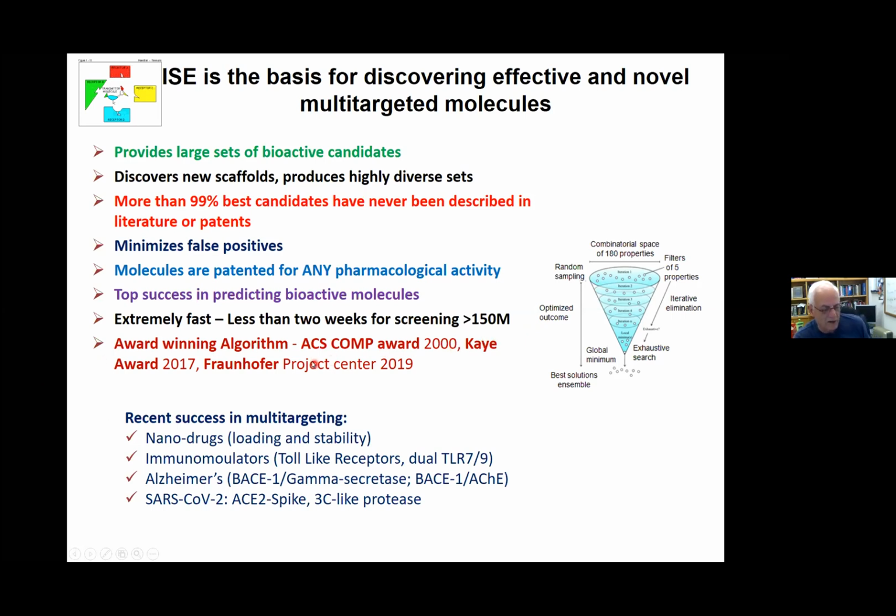It's an award-winning algorithm: the American Chemical Society Computers and Chemistry Award in 2000, the British K Award in 2017, and we became part of the Fraunhofer Project Center, the first one in Israel, in 2019. We have recent success in multi-targeting, both in nanodrugs, loading and stability of nanoparticles, and in immunomodulators, toll-like receptors. We have dual TLR7 and TLR9 candidates. In Alzheimer's, we have molecules that hit both BACE1 and gamma secretase on one hand, or BACE1 and acetylcholinesterase. In SARS, we have molecules that hit both ACE2 and spike, and some that are candidates for hitting all three: ACE2, spike, and the 3C-like protease, which is in our cells.